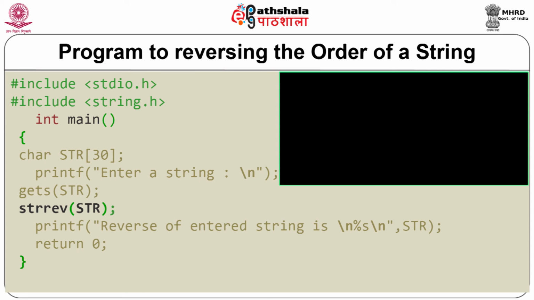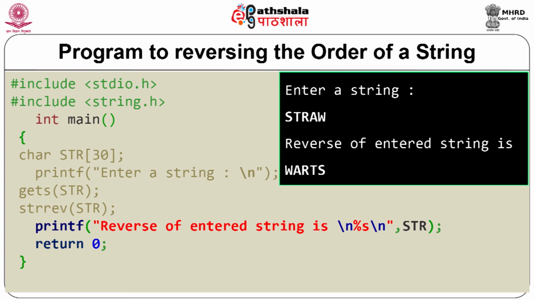If you use the string reverse function and would like to display the result on the screen, we are using a printf statement, that is "Reverse of entered string is \n %s \n", str. So, our str will be warts. Now you can see the entered string was straw and the reversed string is warts.